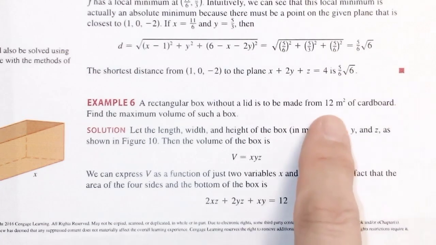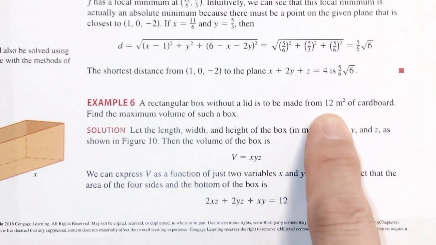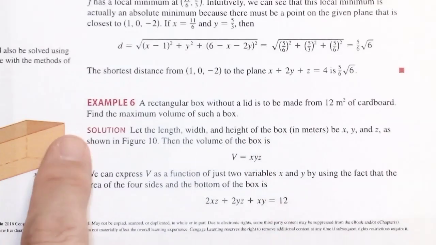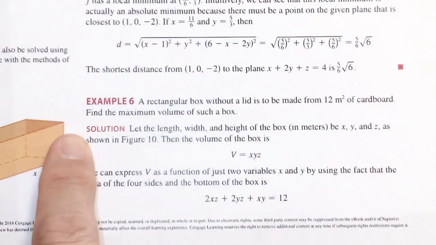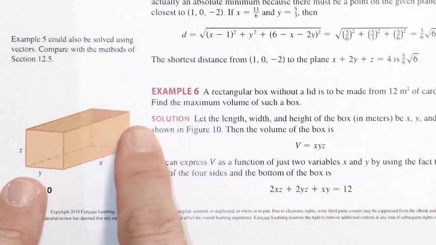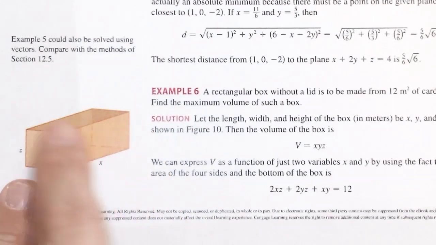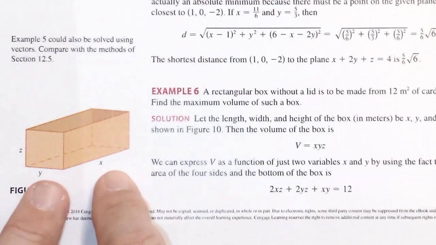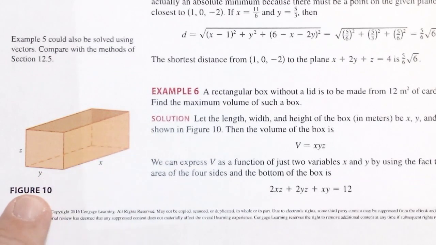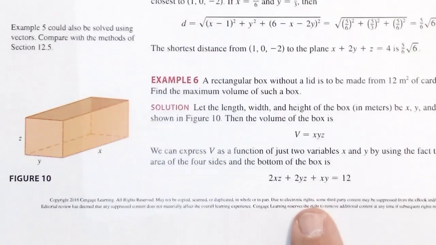It just says total surface area is 12 square meters. Oh, well, front and back, each set is a rectangle of Y and Z. This left and right side are X and Z. And then the base is X, Y. I only need one of those because it's an open top. So there's my volume function.